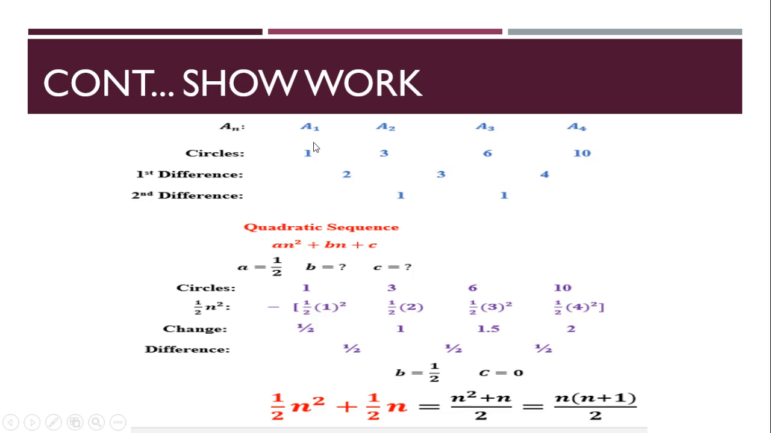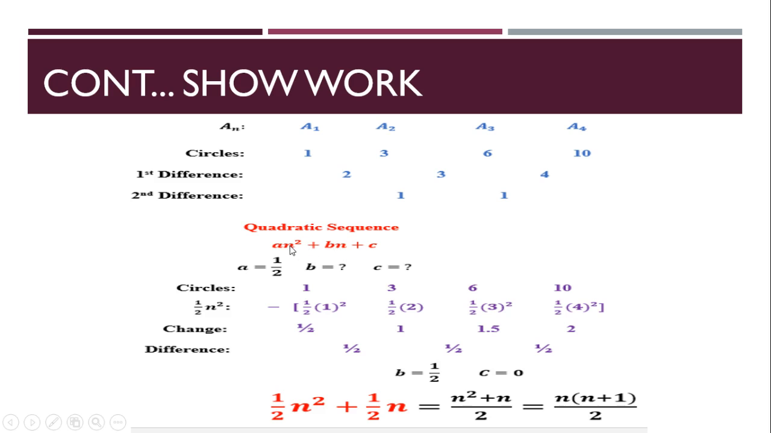So A of 1 has one circle, A of 2 has three circles, A of 3 has six circles, and A of 4 has 10 circles, right? So the first difference is two, between these two is three, between these two is four, right? So the second difference is 1, 1. See, that's the common difference. It's the second difference, that's the quadratic, so we would do a quadratic sequence.